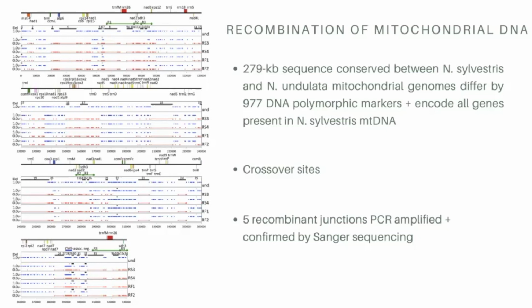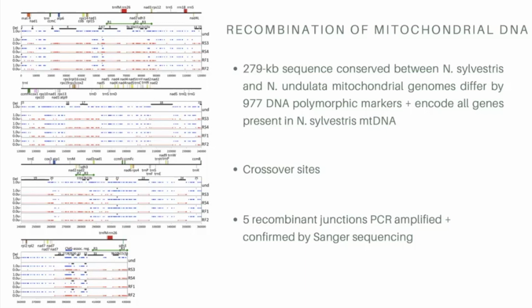A 279 kb sequence conserved between N. sylvestris and N. undulata mitochondrial genomes differ by 977 DNA polymorphic markers and encode all genes present in N. sylvestris mtDNA. Turning our attention to figure 3, the origin of mtDNA in recombinant mitochondrial genomes plotted is the N. sylvestris genetic map. Crossover sites.